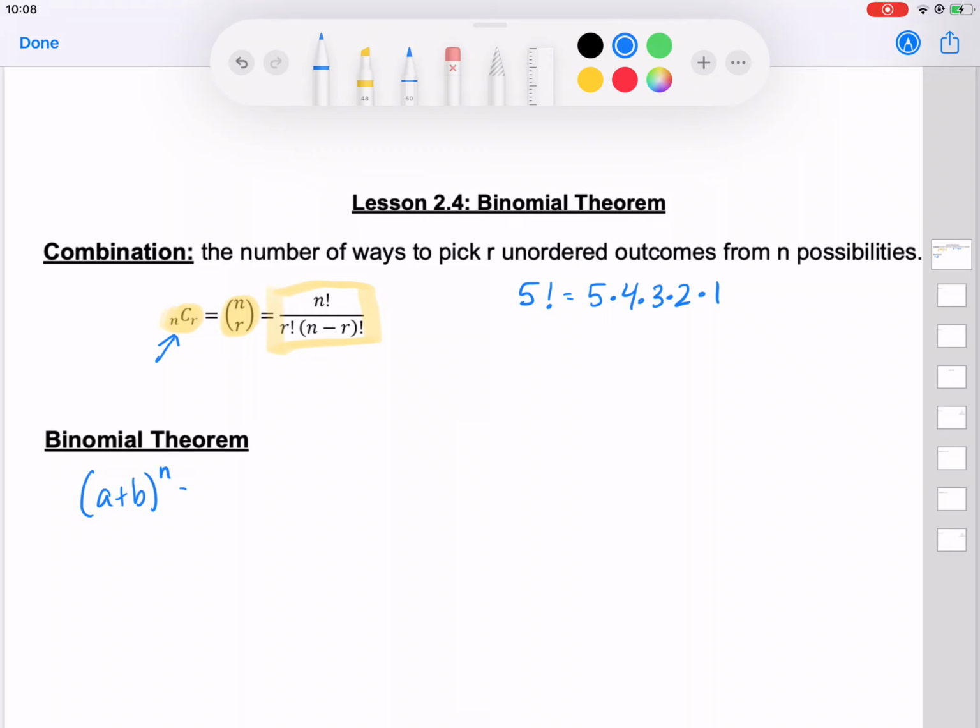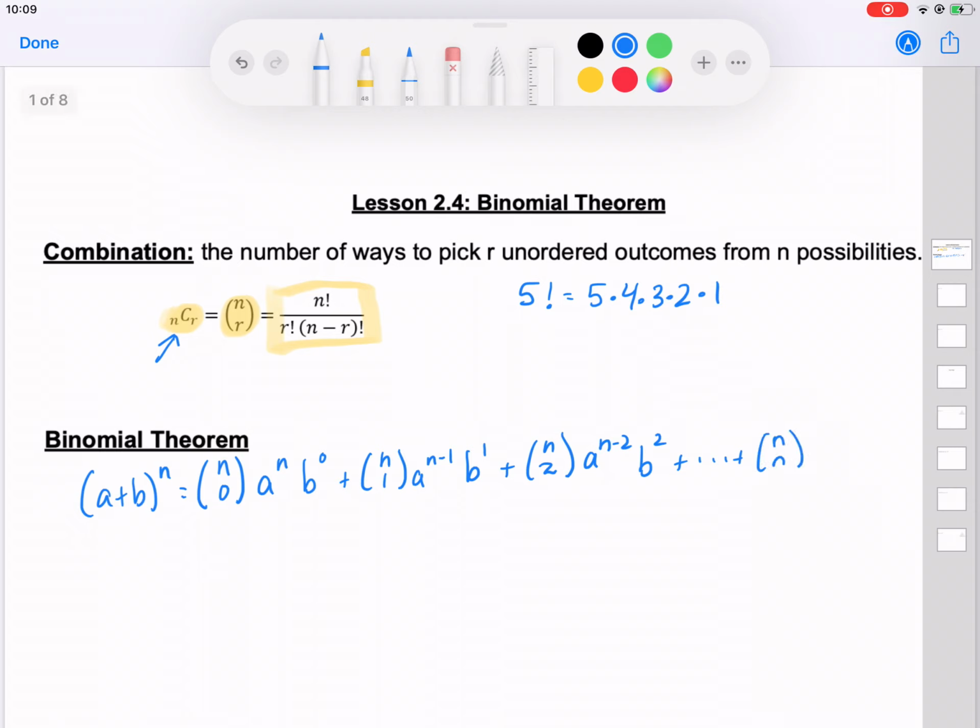We've got a plus b raised to the n power. So you'd start out n choose 0. And then you take your a term and raise it to the nth power, and then take your b term and raise it to the 0 power. Then we go and choose 1, and we do a raised to the n minus 1, so we take off an exponent, and then b to the first. Then we do n choose 2, and then a would go down to the n minus 2 power, and then b would now be to the second power. This would continue until you get to n choose n, and then a would be to the 0 and b would be to the nth power.